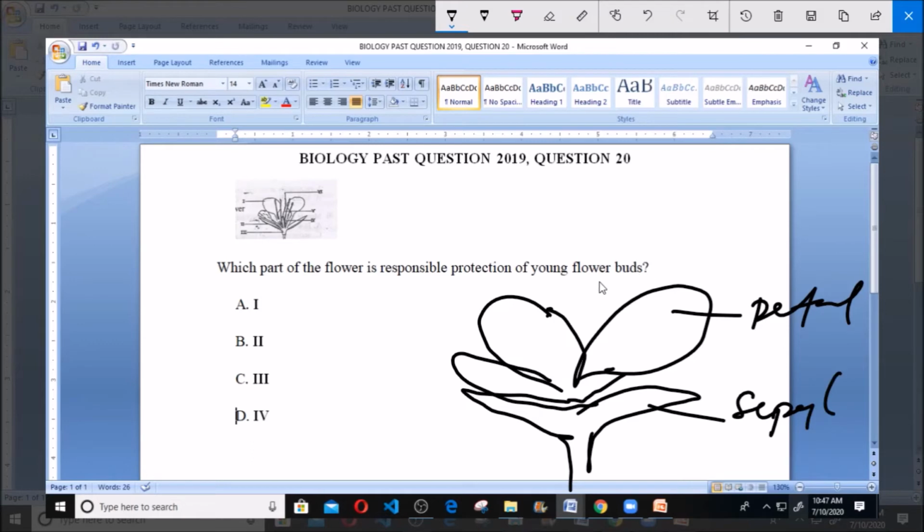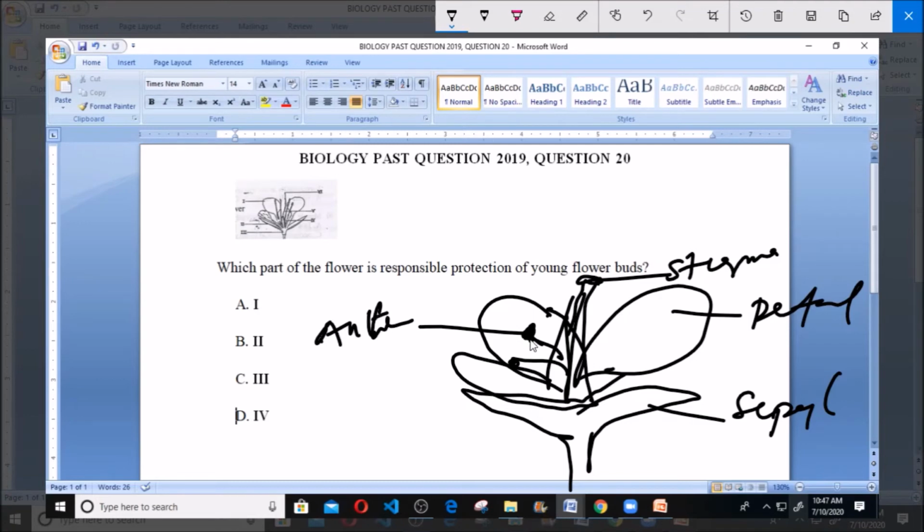Now, if the flower has something like this, you can call this the stigma, and then we call this the anther, and here becomes the filament.